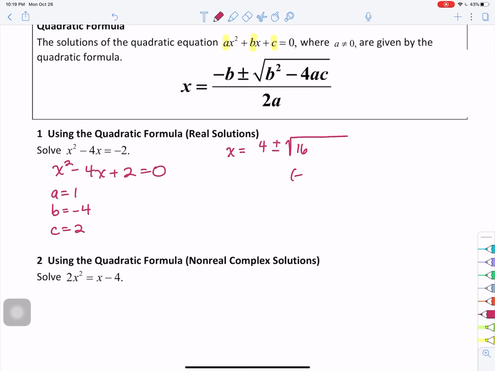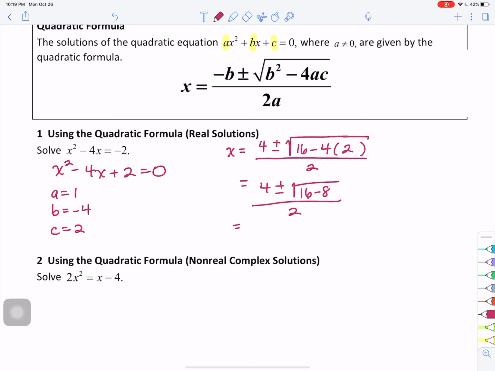Then what I want you to do is I want you to write minus 4 and then put some parentheses. And I want you to multiply a and c together and write it there. So a times c is 2. All over 2a. 2 times a is 2. So go ahead and write what you get. Okay? Let's take a moment to solve this. We have 4 plus or minus the square root of 16 minus 8 all over 2. And that's equal to 4 plus or minus the square root of 8 over 2.